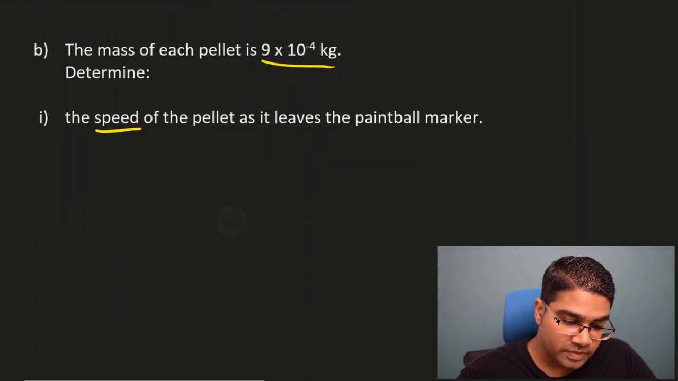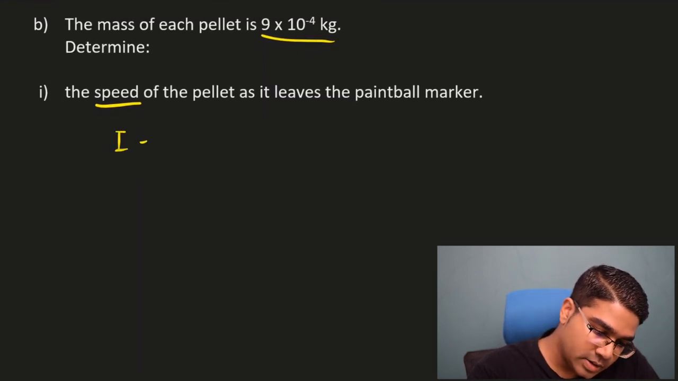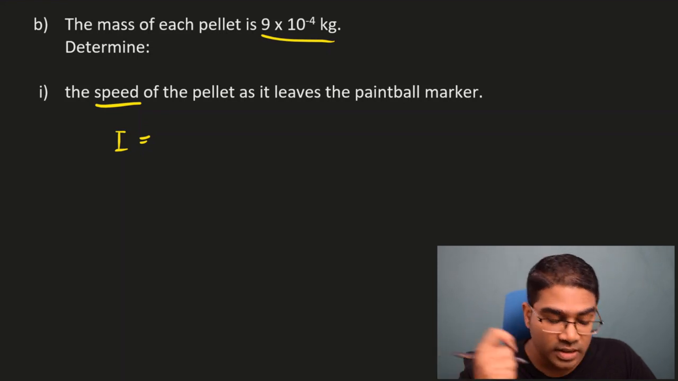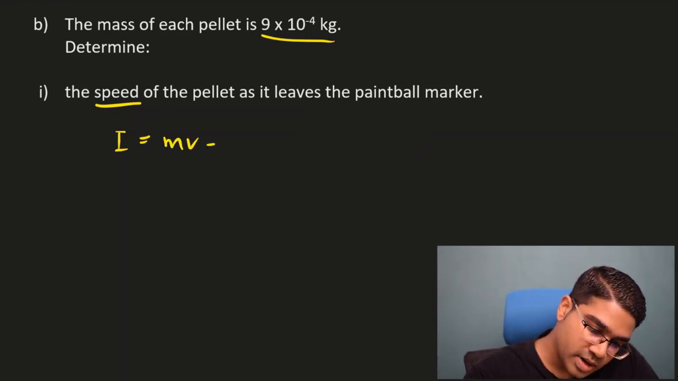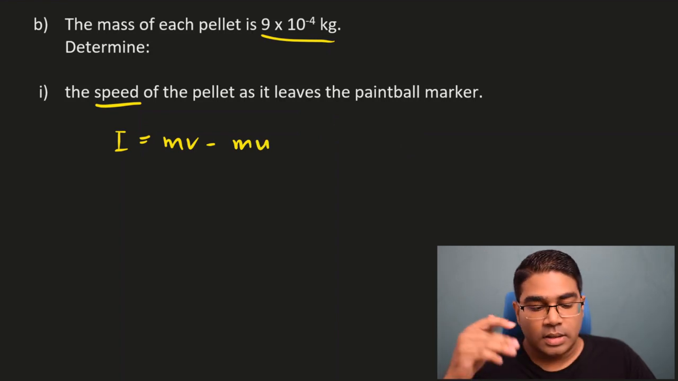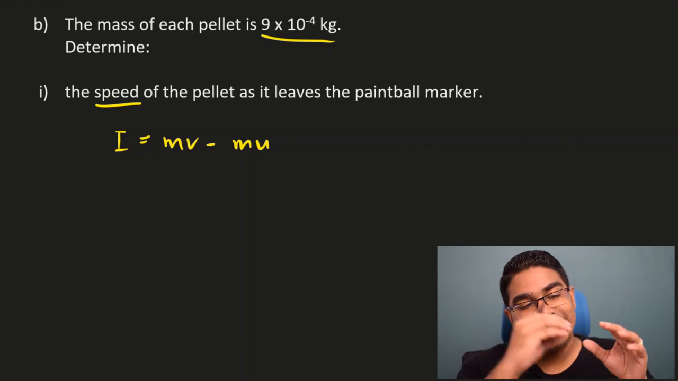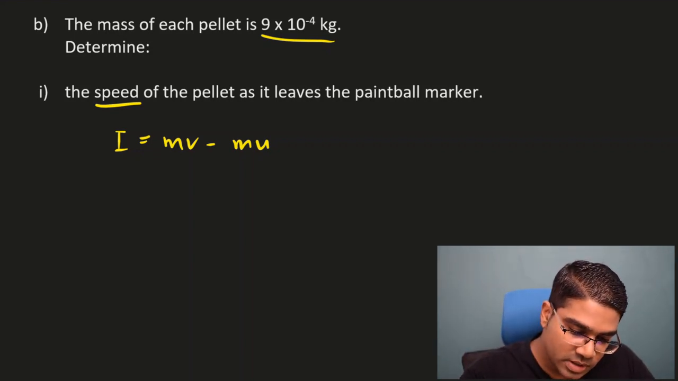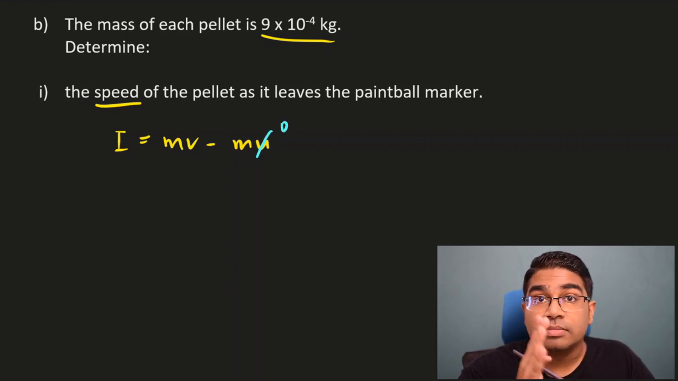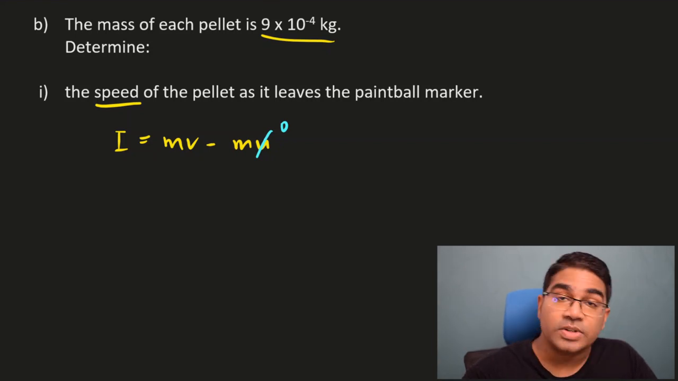So all we have to do is use the formula for impulse, that is I is equal to, this time we want to relate it to speed. Therefore, we don't use Ft. Instead, we use mv minus mu. Now, the initial speed of the pellet is 0 because it's not moving. When it's inside the paintball marker, it doesn't move. Therefore, since u is 0, then mu will be 0 as well because mass times 0 will get 0. So all we are left with is I equals mv.